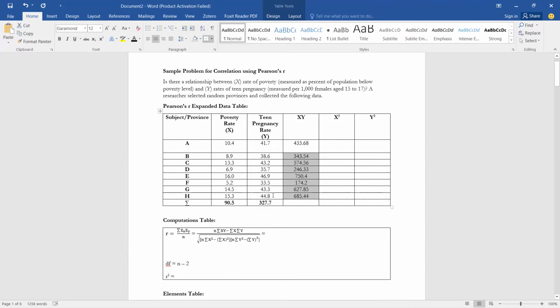Then, just like x and y, their combined scores you need to sum, and you will find 3,836. And now you can plug this in with this summation of xy; it's the numerator. And how many are part of the sample? We have A to H, so that's 1, 2, 3, 4, 5, 6, 7, 8. That's 8 subjects or 8 provinces in total. So now you've completed the numerator.